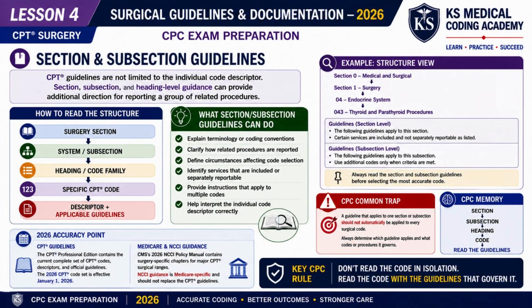Remember this CPC sequence. Section → subsection → heading → code → read the guidelines. The key rule is simple: don't read the code in isolation. Read the code with the guidelines that govern it.